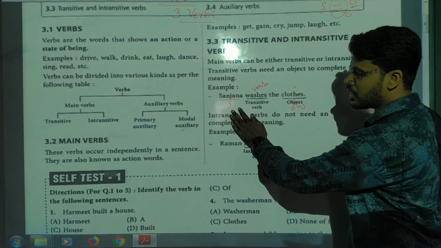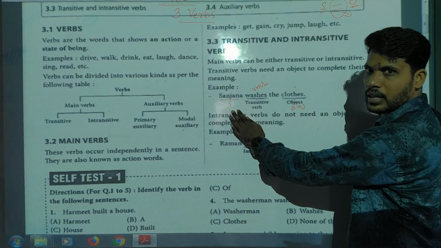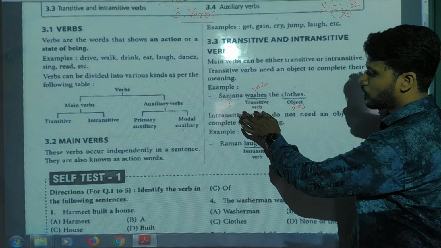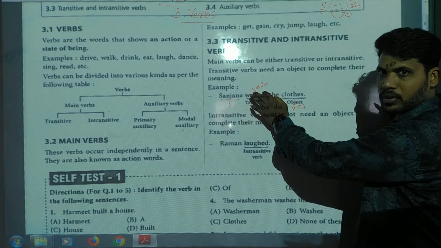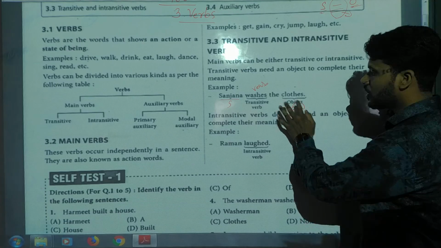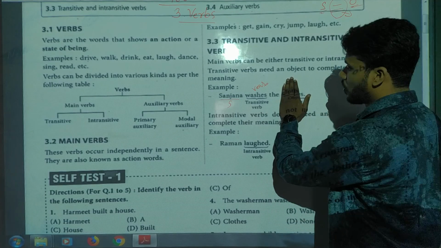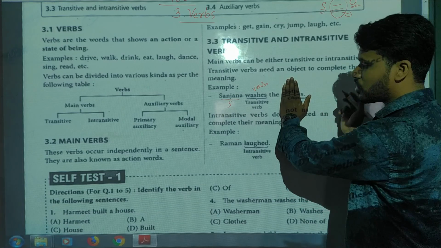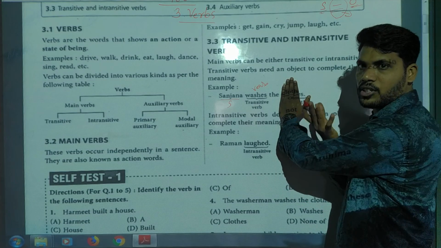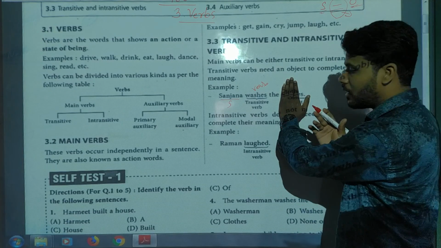Okay. Sanjana is the subject, yes or no? Next, washing. Washing is the verb. And what is she washing? Clothes. Clothes is the object. So in this given sentence, the object is not written. Sanjana washes what? What has she washed? We don't know.